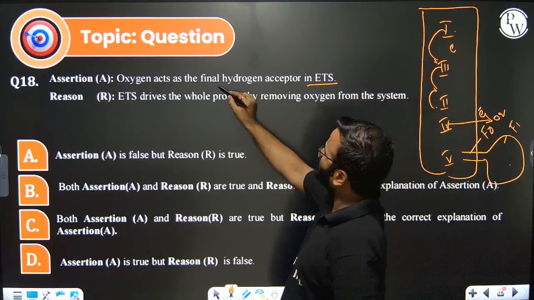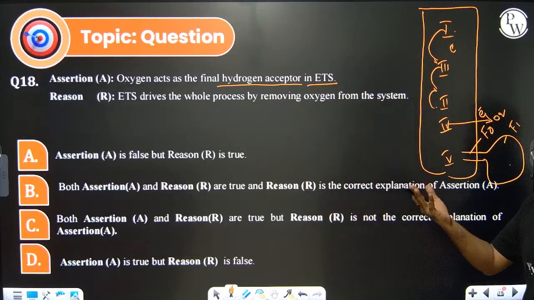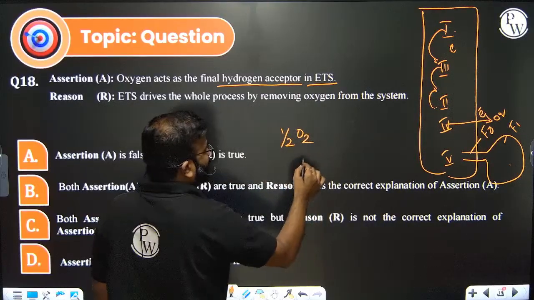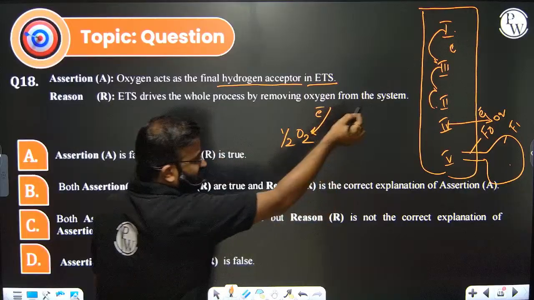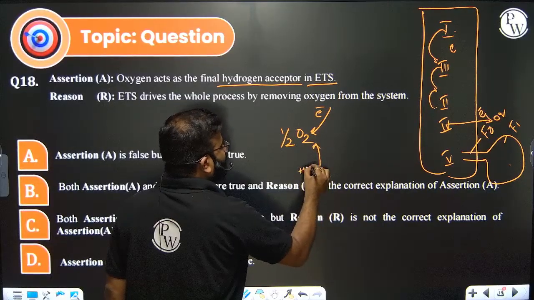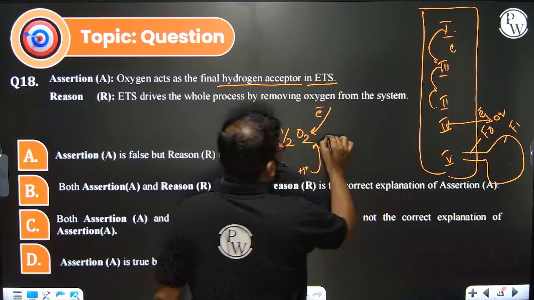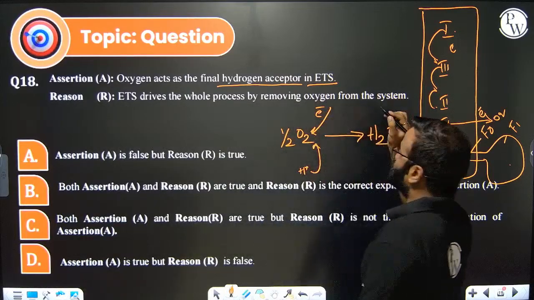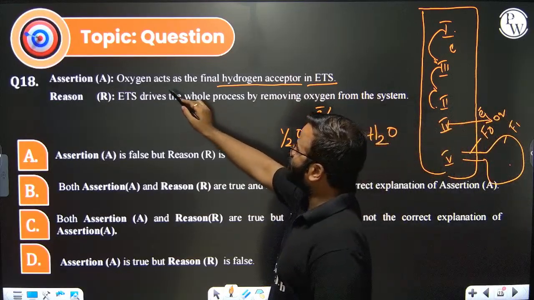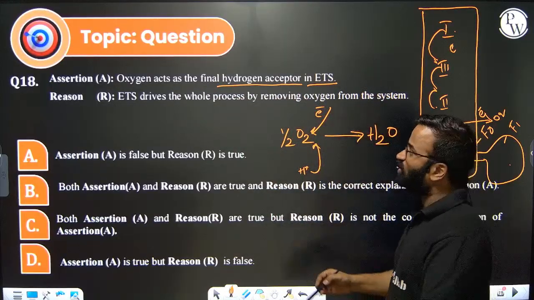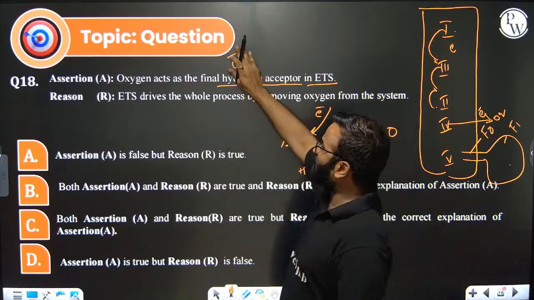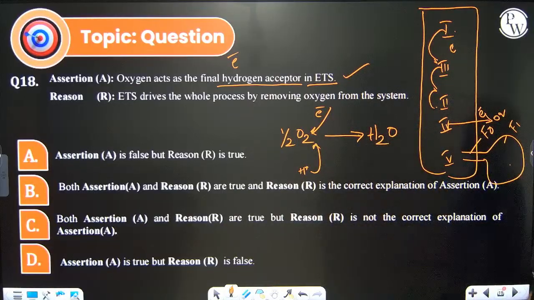But the question is talking about hydrogen acceptor. So how can you figure it out? See here, oxygen not just accepts electrons from the complexes, it also accepts the protons from the mitochondrial matrix. So electron and proton, which becomes your hydrogen, become water. Please pay attention to the diagrams as well. So if I say oxygen acts as a final hydrogen acceptor in ETS, true. Even if I say it is a final acceptor of electron, even then it is true. Clear, guys? Hello? So this statement is true.